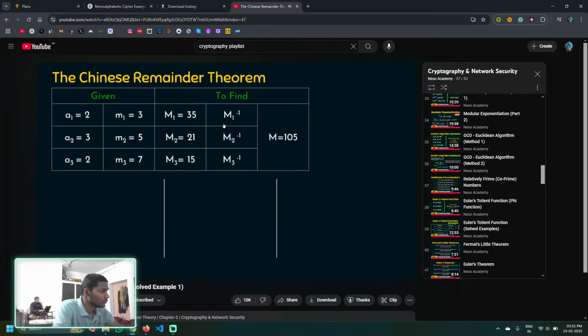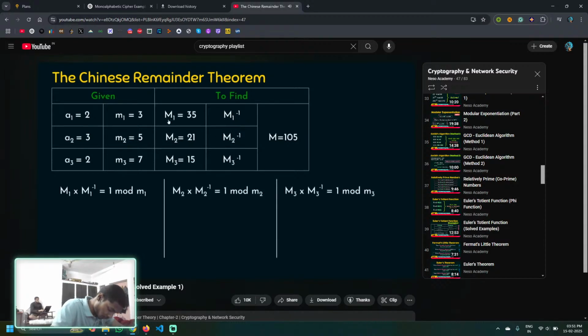So now we are required to find capital M1 inverse, capital M2 inverse and capital M3 inverse. The formula for finding these is projected here. It's so simple. We know capital M1, right? So we are going to find the multiplicative inverse of this capital M1. When capital M1 is multiplied by its multiplicative inverse, we should get remainder 1 under mod small m1. Similarly, capital M2 multiplied by capital M2 inverse will give 1 under mod small m2, and capital M3 multiplied by capital M3 inverse will give 1 under mod small m3. So we will substitute the values we have found.